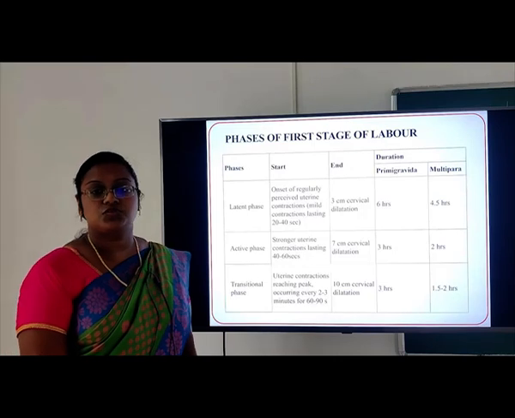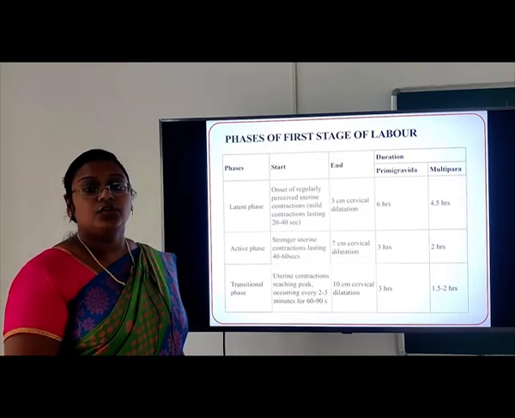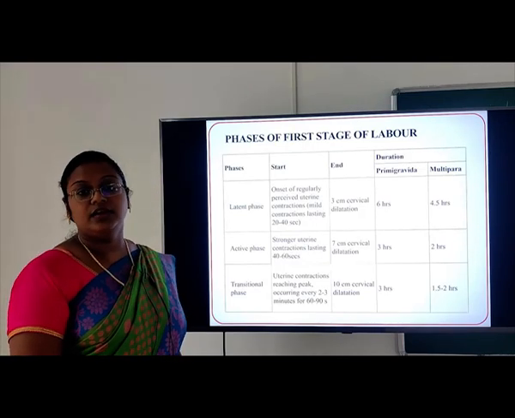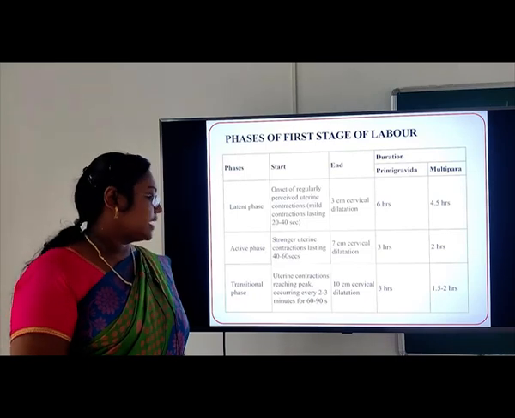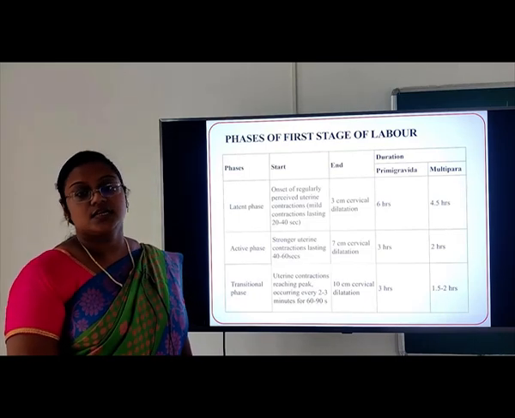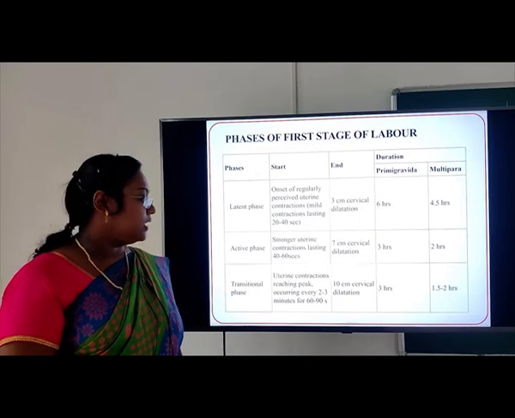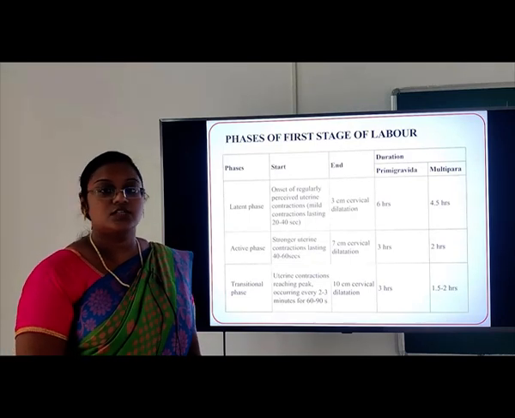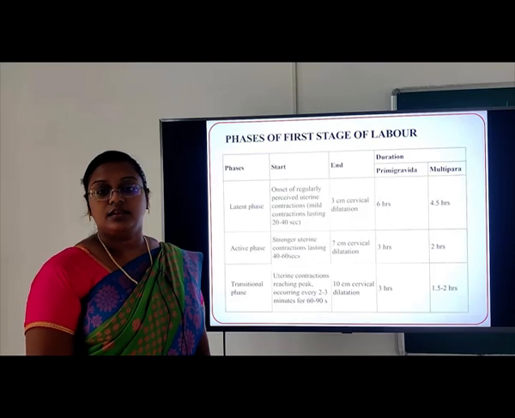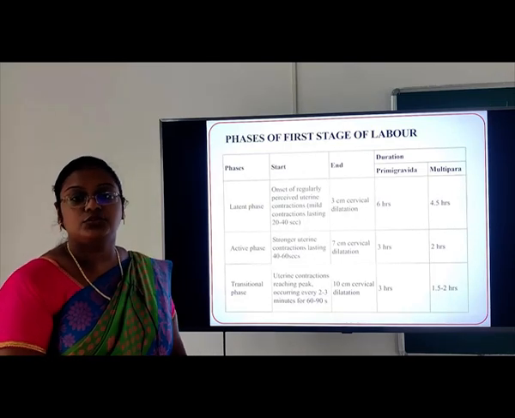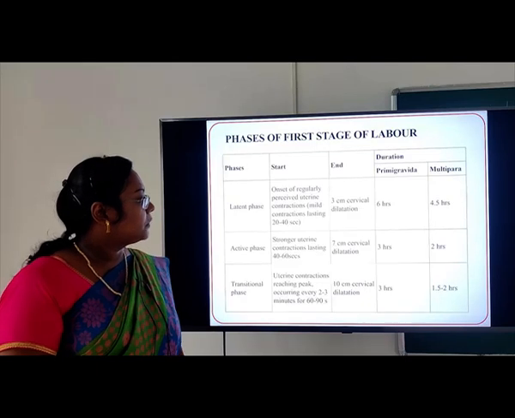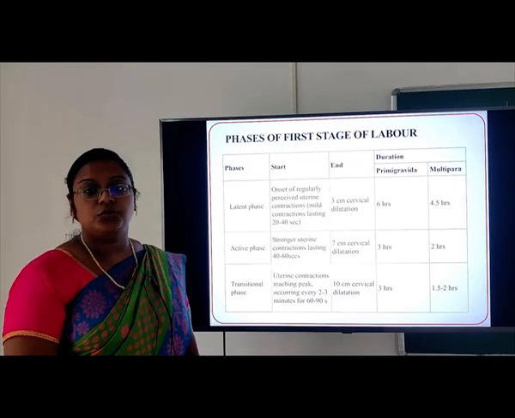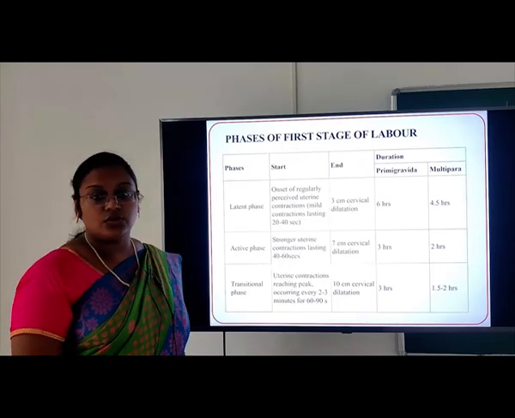The mother may experience very strong pain, that is, the pain may reach peak level. Here the pain interval is 2 to 3 minutes, and the pain may last for 60 to 90 seconds. Here only the cervix becomes fully dilated, that is 10 centimeter. Once the cervix reaches this much dilatation, it helps the baby, that is the fetal head, to travel through the vagina. Okay. For primigravida mothers it lasts for 3 hours, and for multipara it lasts for 1.5 to 2 hours. So, this is the first stage of labor.